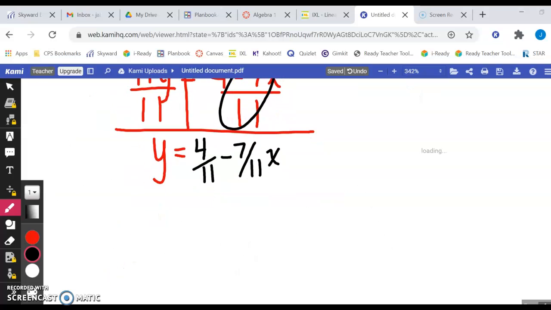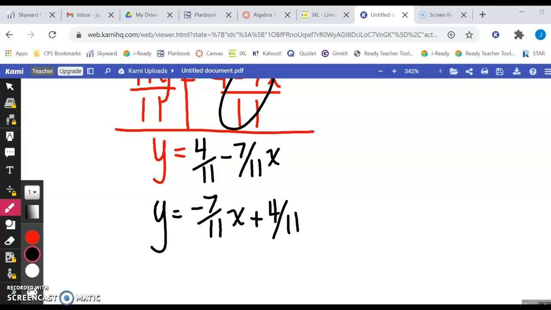And then I would have to just flip that around. So in mx plus b form, it would be -7/11ths x because that minus sign is in front of the 7/11ths. And 4/11ths is positive, so it would be plus 4/11ths. And then it's in true mx plus b form.